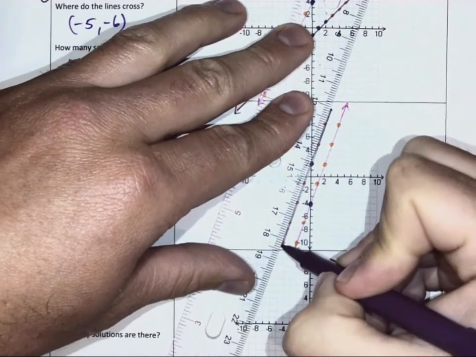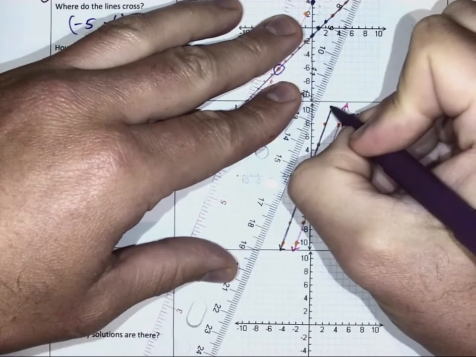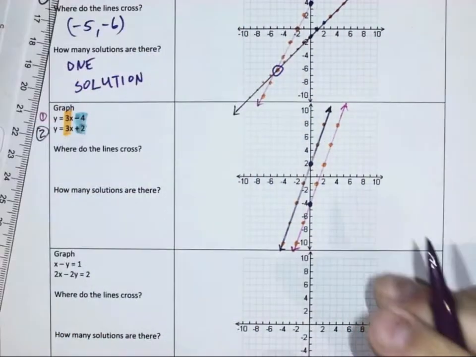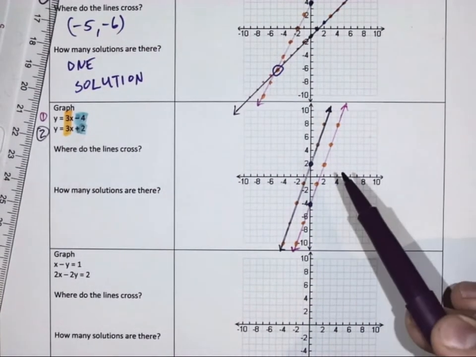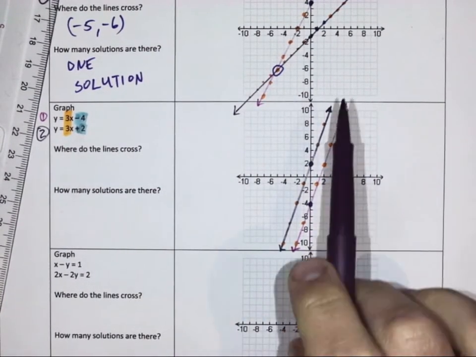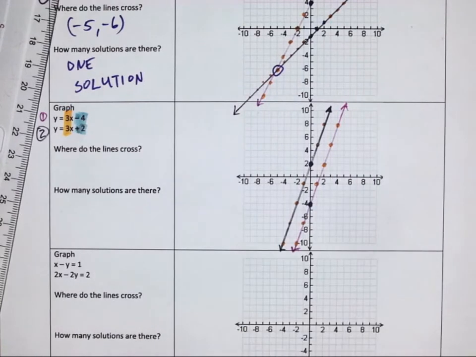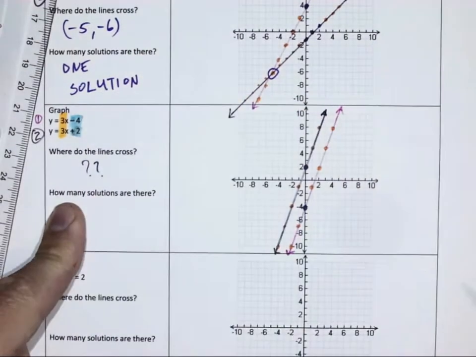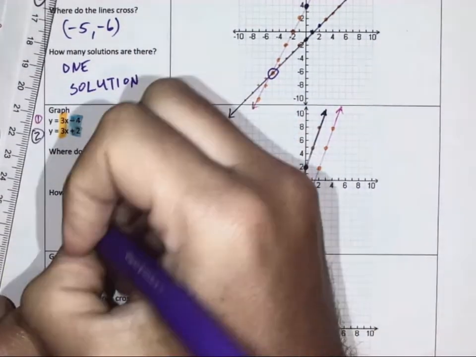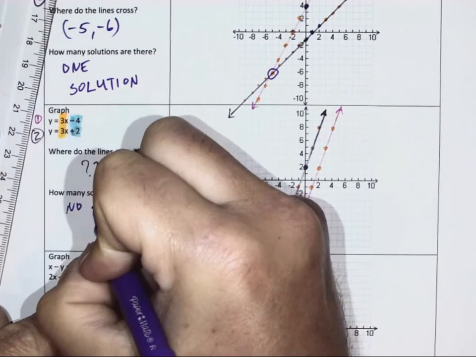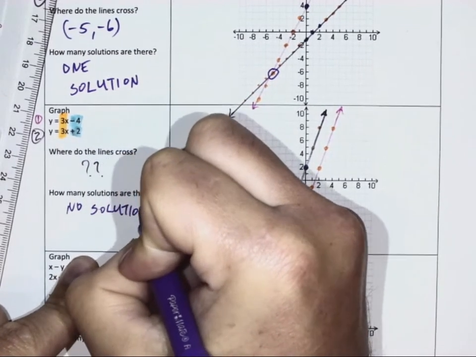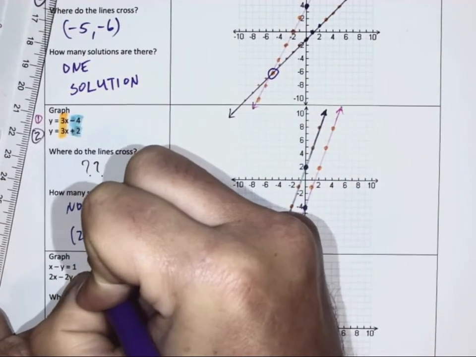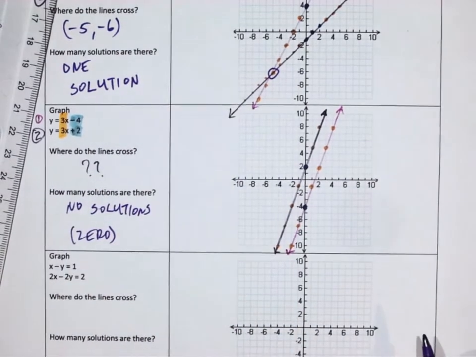we look, and right now, before we know the math, we're trusting our eyes and we say, there's something weird, those don't cross. And it doesn't look like they're ever going to cross further off the graph to the top or further off the graph to the bottom. So where do the lines cross? They don't. How many solutions are there? There are no solutions. There's 0 solutions. They don't actually cross.